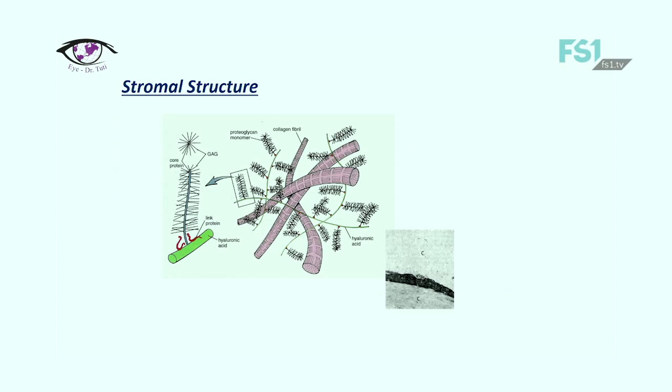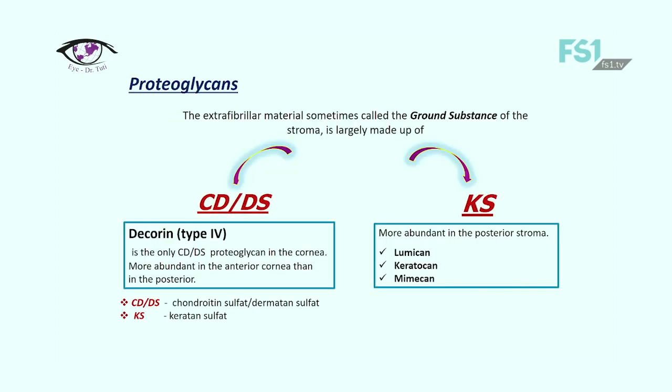In this slide, you can see a picture where you can see collagen fibers and proteoglycans, and now we're going to continue with proteoglycans. Proteoglycans are the ground substance of the stroma, and there are two main types of proteoglycans. The first type is chondroitin sulfate dermatan sulfate proteoglycan, and the second is keratan sulfate. Decorin is the only chondroitin sulfate dermatan sulfate proteoglycan in the cornea, and it's more abundant in the anterior part of the cornea than in the posterior.